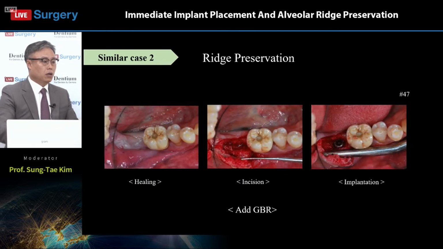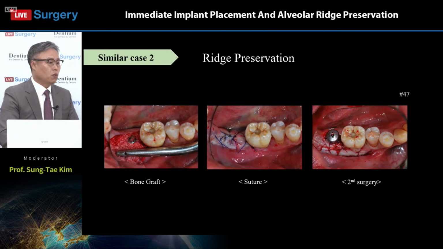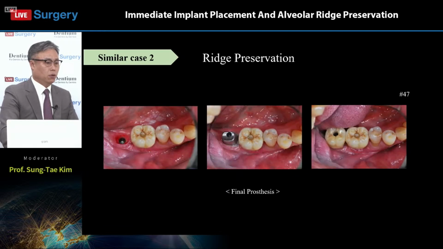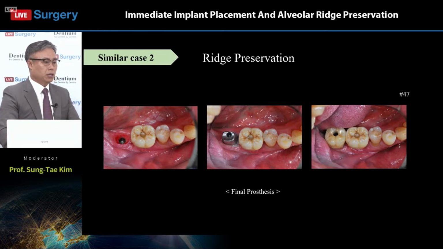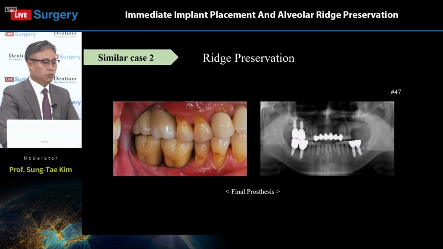So even though ridge preservation was performed after tooth extraction, during the implant placement procedure another bone graft has to be done. So we waited, and then the second surgery. Yeah, this is ridge preservation and the delayed implant placement protocol, and final restoration using a customized impression, customized abutment, and a screw-retained type of restoration. So for the final restoration, this was a similar case.